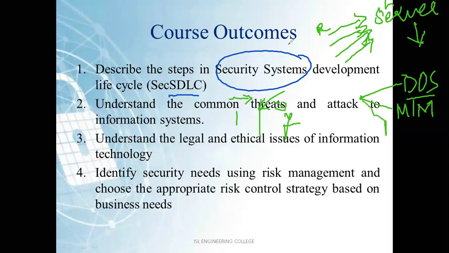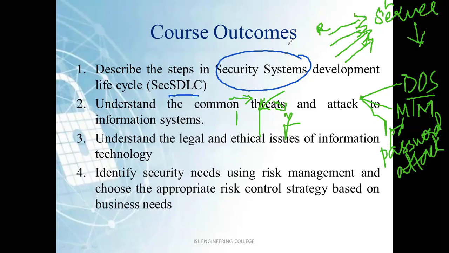Then you can launch password attacks. For a password attack, you can have a brute force attack, that is, guessing the password. What can be the password for a particular account? That is a password attack.